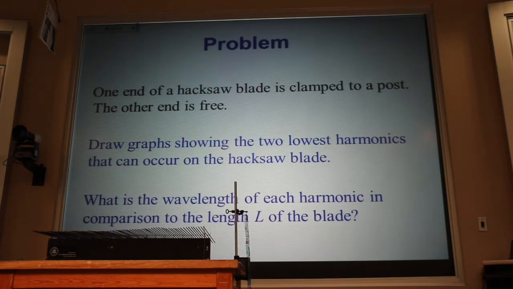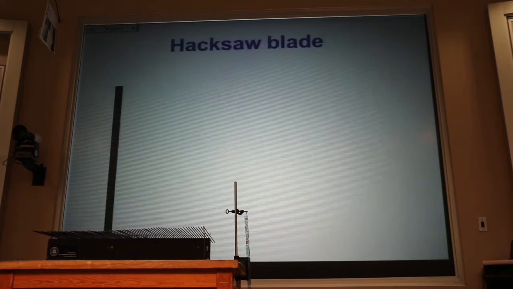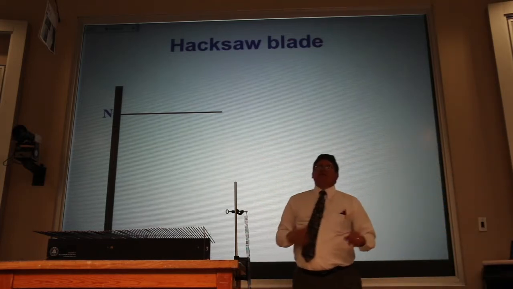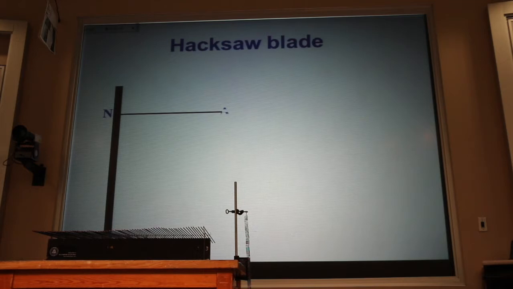It's country and western. Okay? Now, if I draw a graph showing the two lowest harmonics that can occur on the hacksaw blade and find the wavelength of each harmonic, I do that by drawing pictures. Well, there's a hacksaw blade. Where it's clamped to the post has to be a node. And this end over here is free, so that's got to be an antinode.